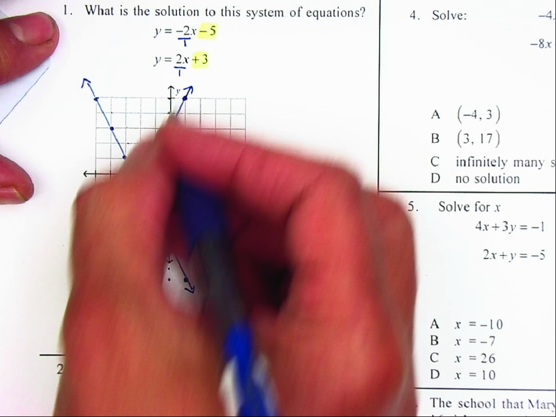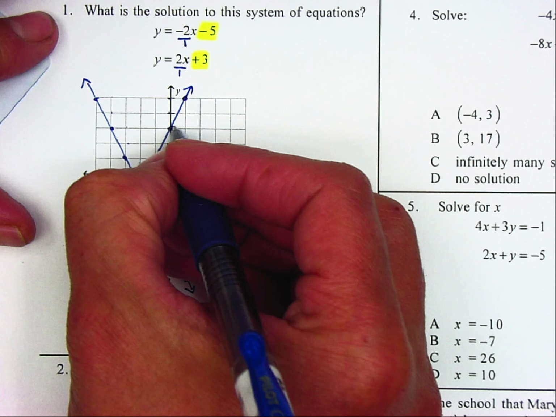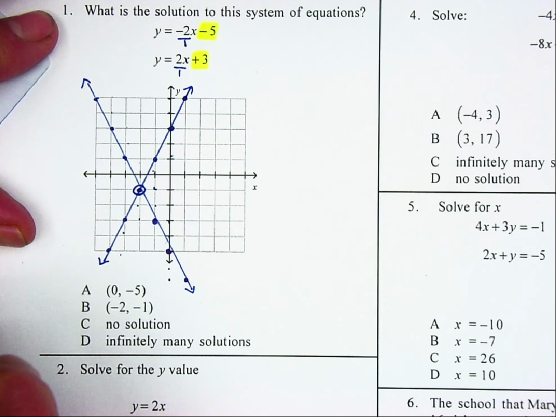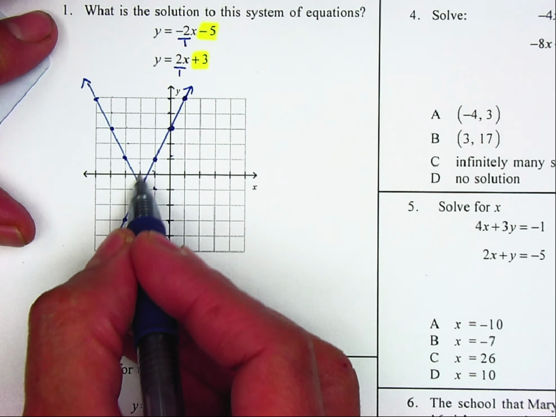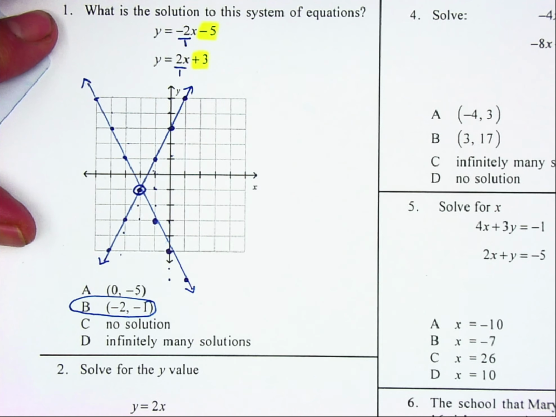And if you notice, you should have noticed that this is where they intersect. As soon as you go down 2 and over 1, down 2 and over 1, you'll notice. My intersection is a point at negative 2 and down 1. And therefore, my answer is letter B.